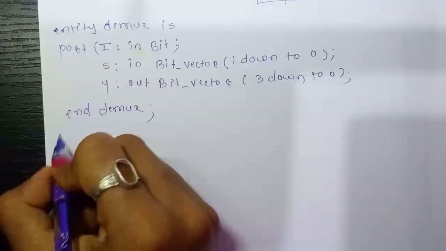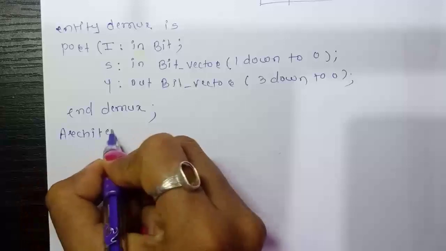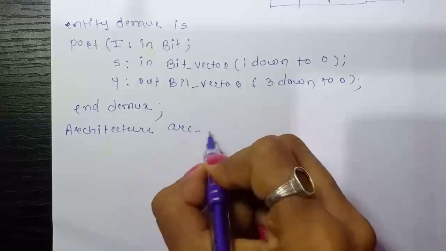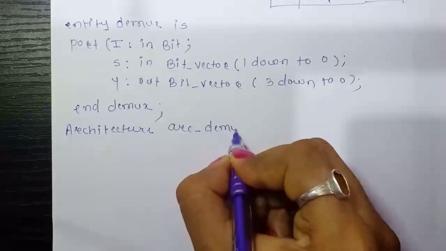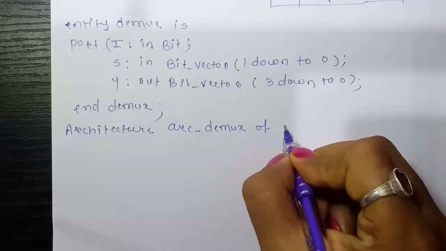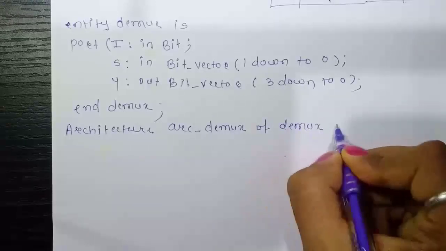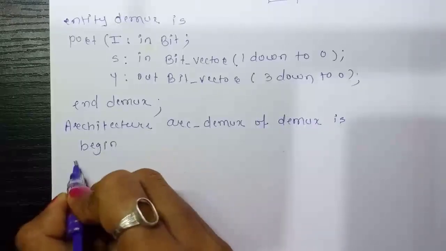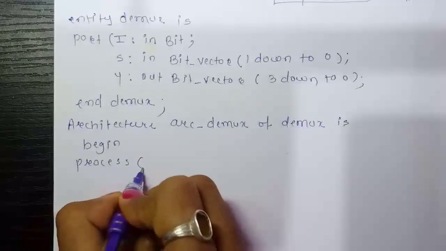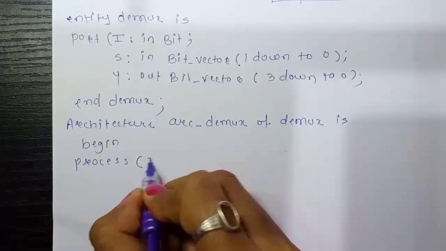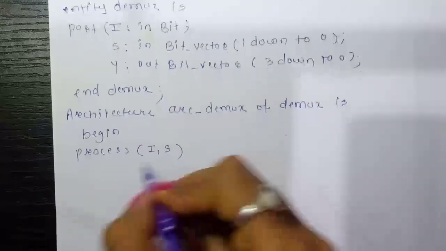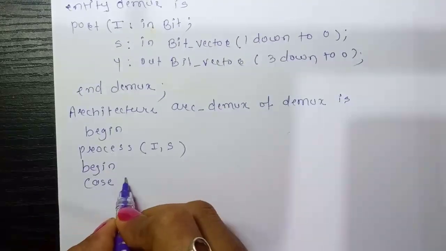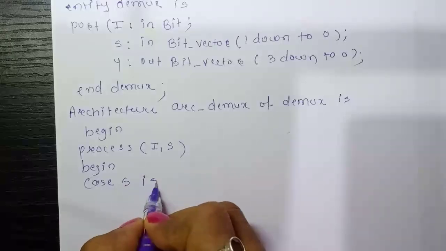Okay. After that we have to write the architecture. So the keyword architecture is followed by the name of the architecture. Here I am giving the name of my architecture as arc, of demux, the name of your entity, that is again demux, is. Begin. Then we have to write a process. Inside the process we have to write all our changing inputs, that is I and S. Then begin and then case. The name of my case is S is.